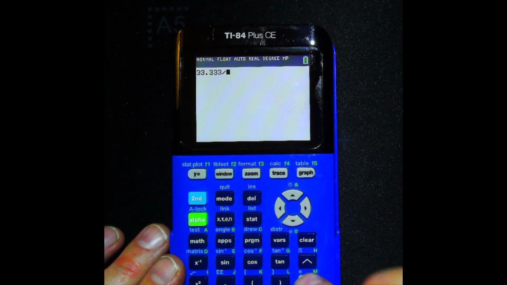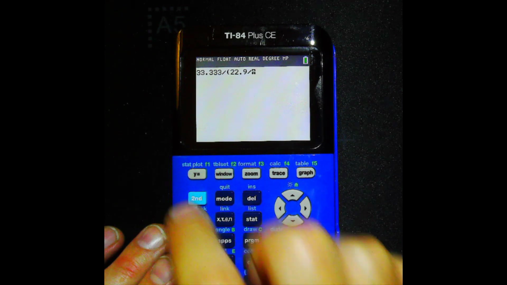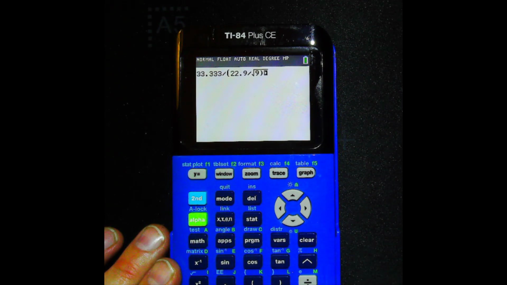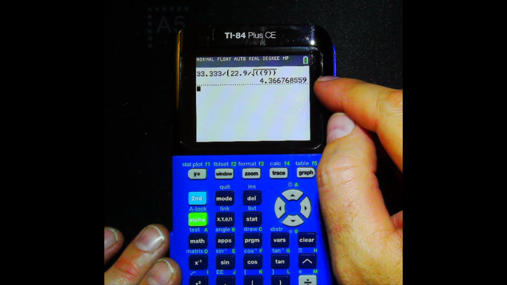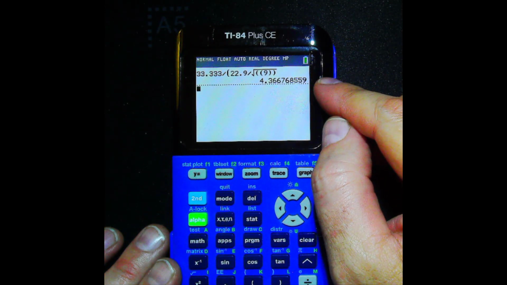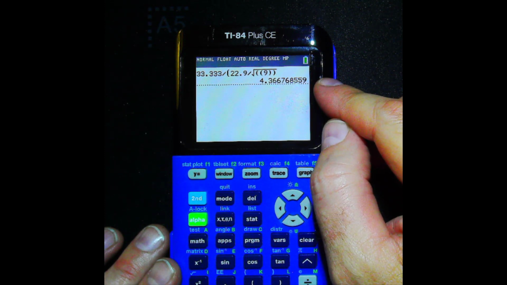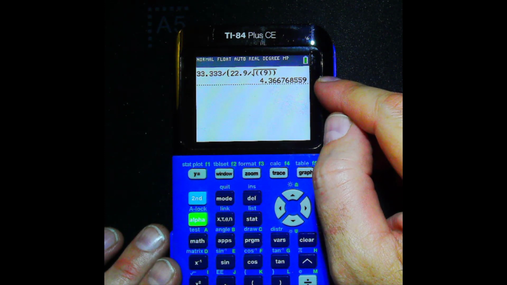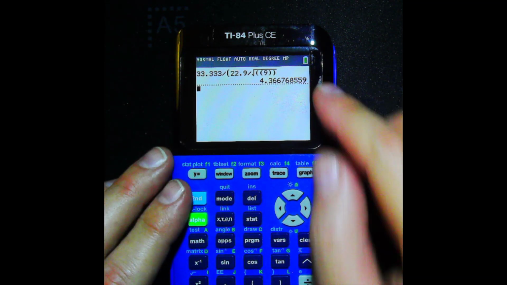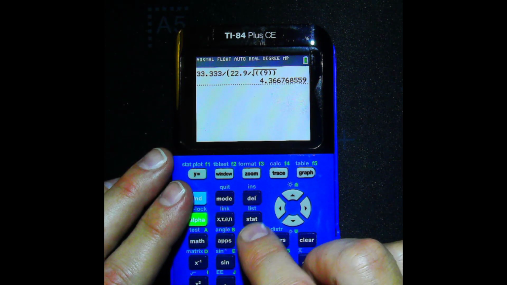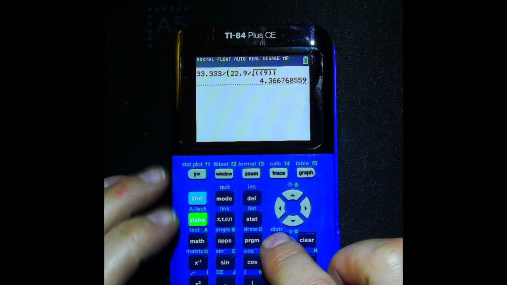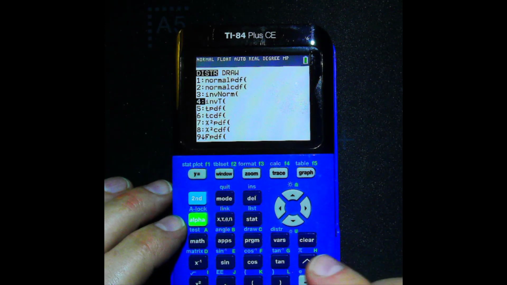So we're going to use these in our formula. 33.333 whatever divided by 22.9 divided by the square root of the sample size, and that gives us a t-score of 4.37, which is pretty large. To calculate the critical value, we can use the inverse t. We'll look at second distribution, inverse t.